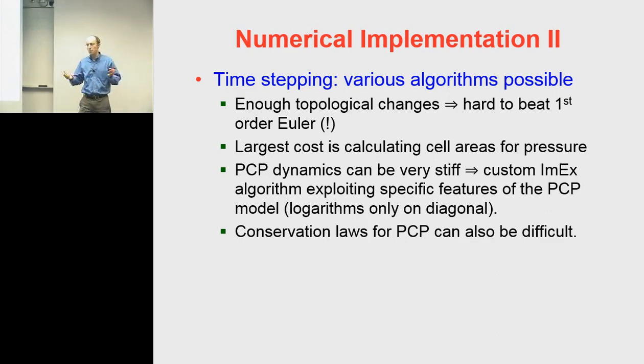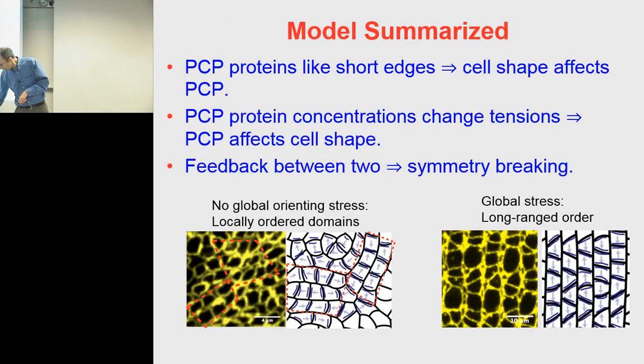All right, so that is numerics for the vertex models. Let me remind you then what the model does. So I have PCP proteins, they like short edges, and this means that the protein sees cell shape. On the other hand, the protein concentrations change tensions, which means that shape affects concentrations and concentrations affect shapes. And so when these things decide to pick out a special direction, they're going to do it together, and you're going to get one breaking of rotational symmetry.